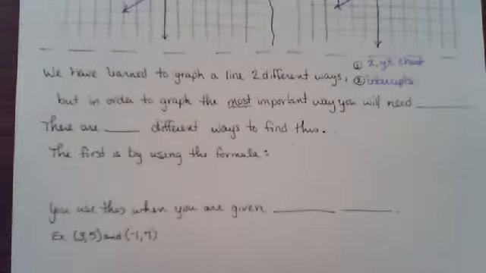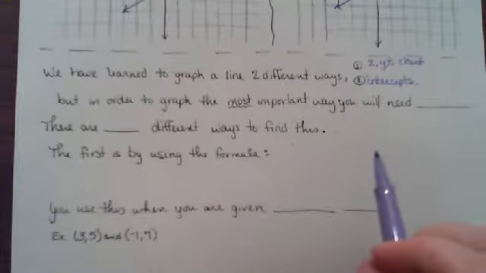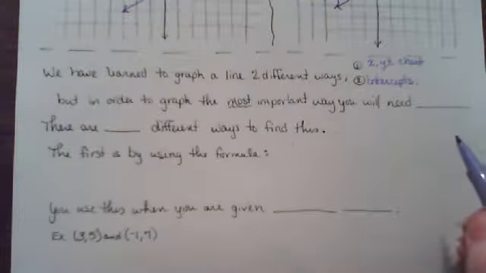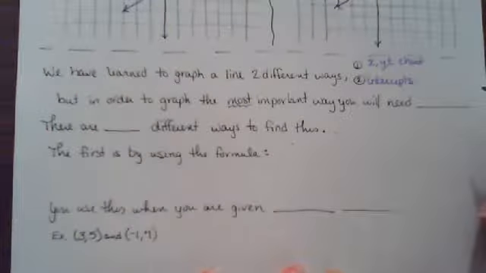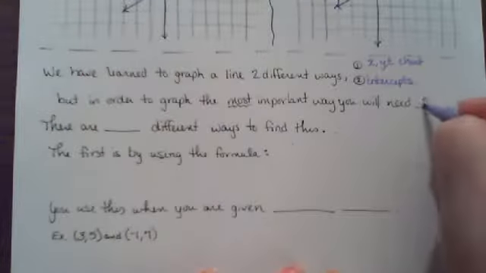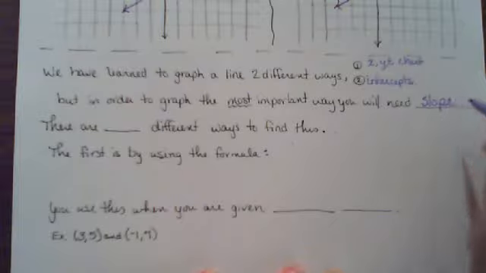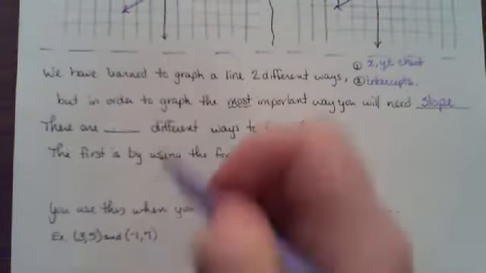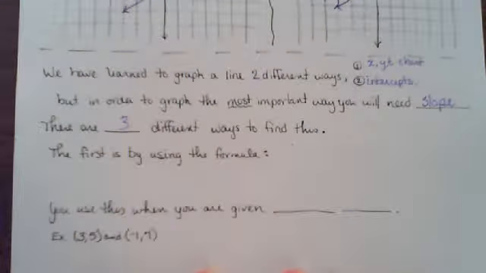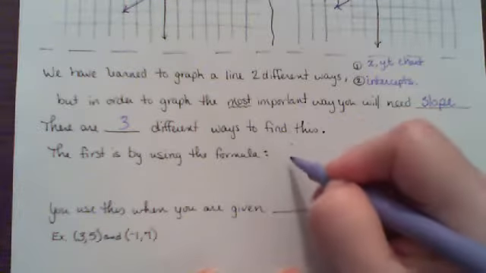But in order to graph the most important way, the way that works all the time, the way that is convenient, the way that you will always want to use from now until the end of time, you will need slope. Guess what? There are 3 different ways to find this too. The first is by using the formula.